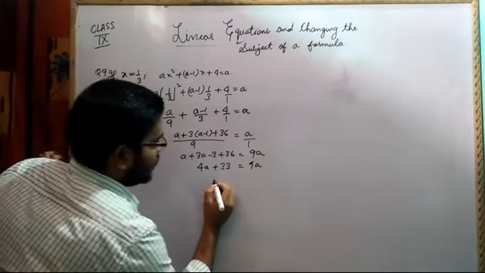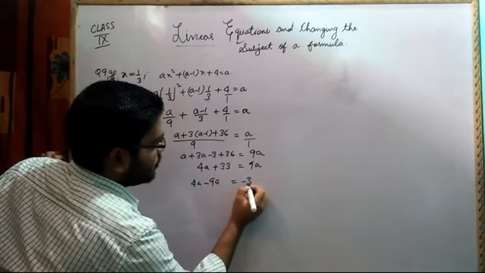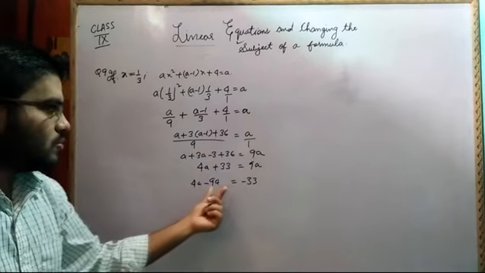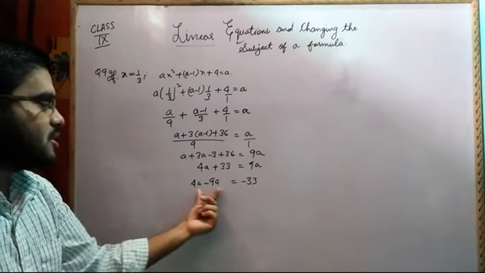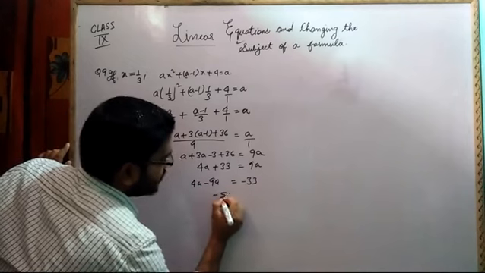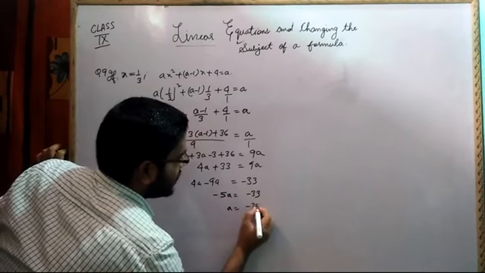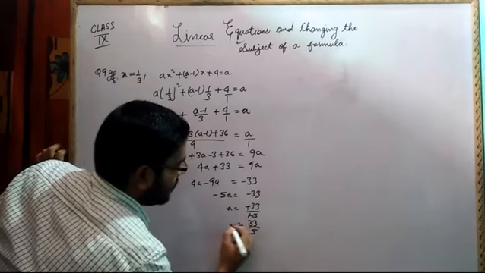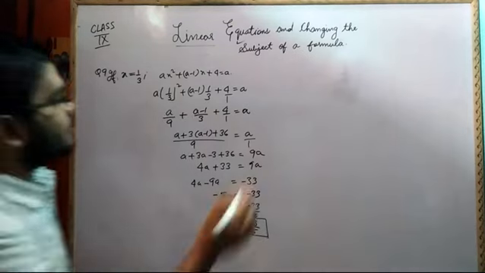Correct? Now what we can do? 4a minus 9a is equal to minus 33. I told, bring the constant towards this side, numerical this side, variables this side. 4a minus 9a is equal to minus 33. So it will be minus 5a is equal to minus 33. a will be equal to minus 33 by minus 5, that means 33 by 5. So this is the value of a. Now question number 11.